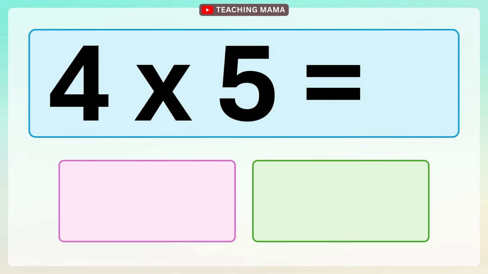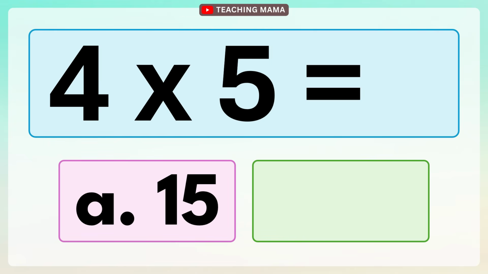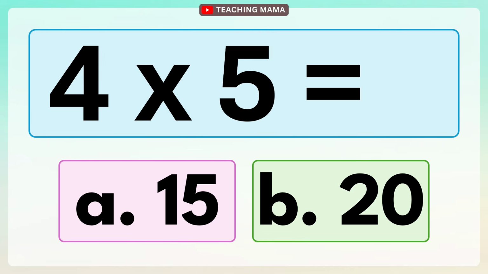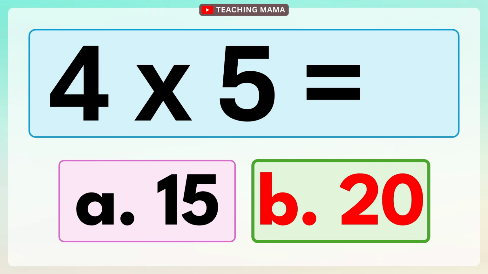4 times 5 equals A. 15, B. 20. What is the answer? B. 20.